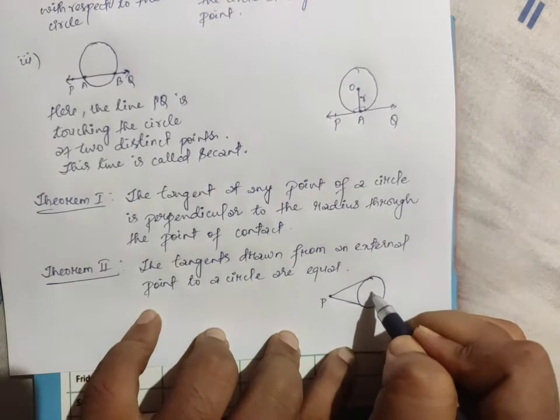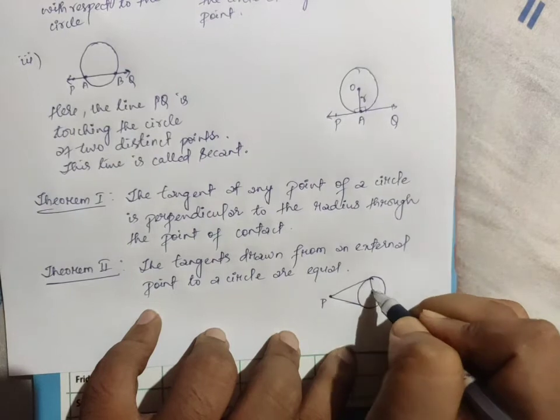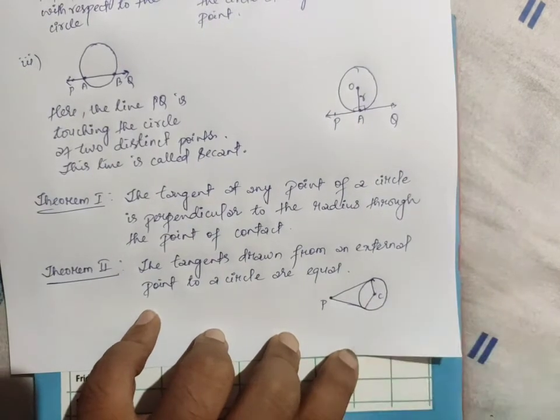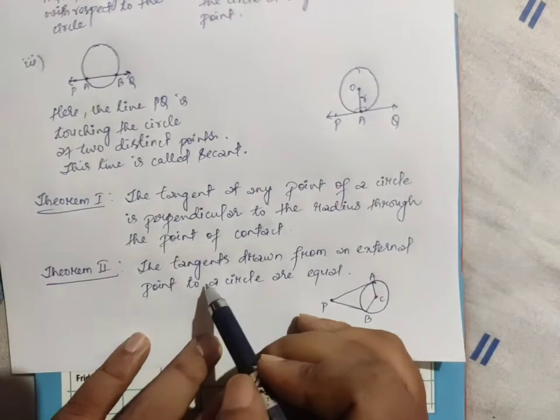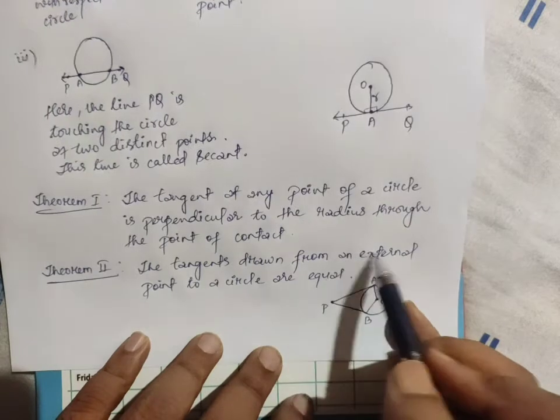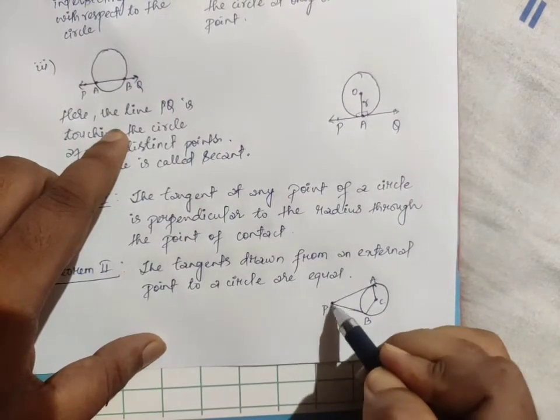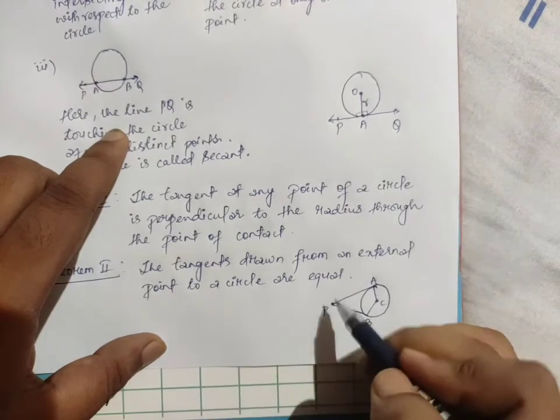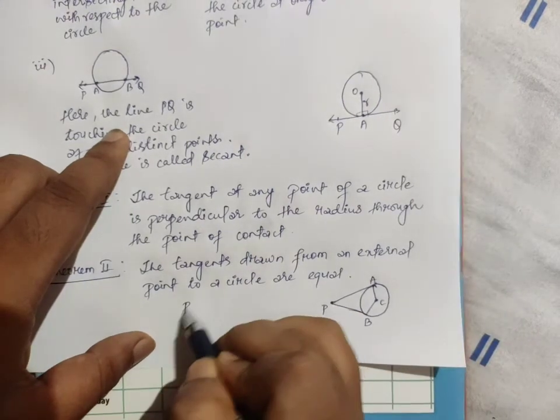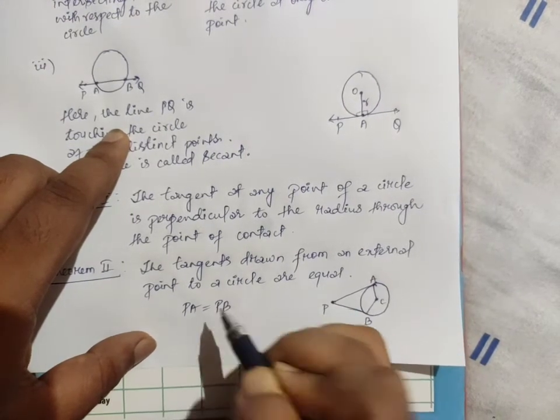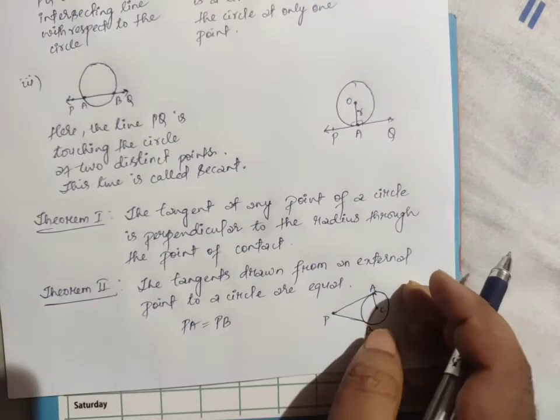So this is the center of the circle, and this is the radius. We'll join the radius. This also let us join. So these points are A and B. So this theorem states that the tangents drawn from an external point, so these are the 2 tangents, right? PA and PB, drawn from this external point P. That means these 2 tangents PA and PB will be equal. So you can write PA is equal to PB. This is theorem 2. These 2 theorems we'll use in exercise 10.2 to solve the problems.